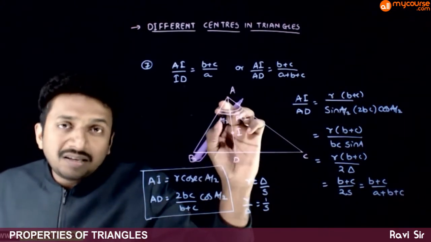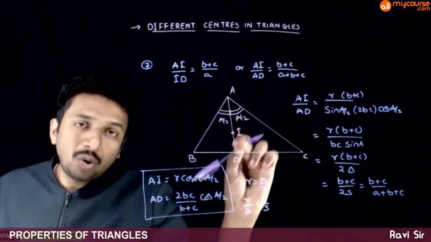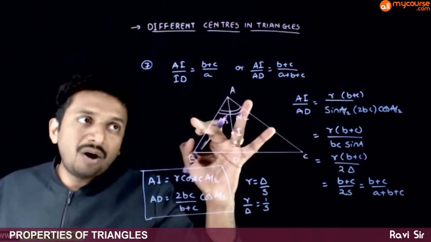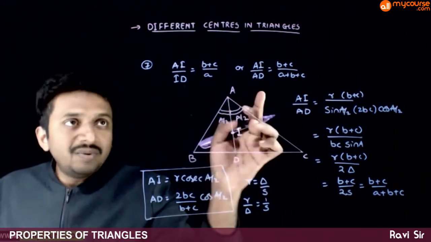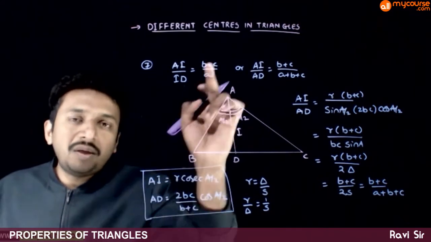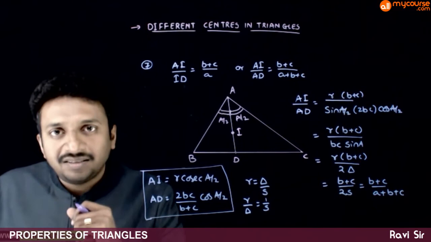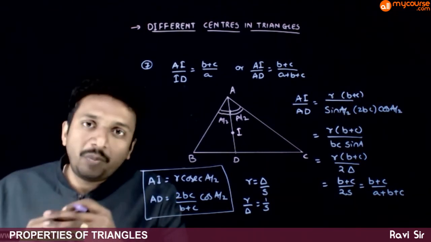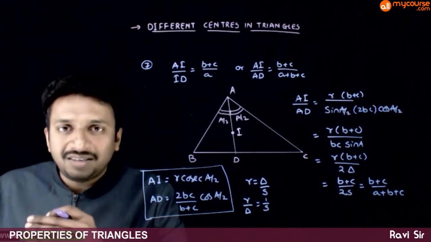So AI by AD, the length of AI by the total angle bisector, is the sum of the adjacent sides by the sum of all the sides. Similarly, if you want just AI by ID, you have the sum of the adjacent sides by the opposite side as the answer. So these are the properties that you need to understand about the incenter.